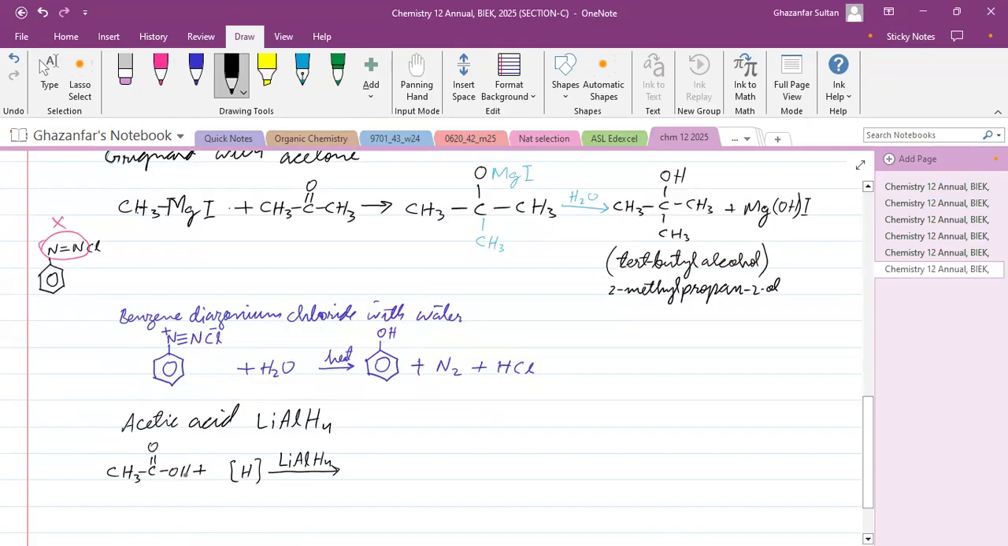So now see what happens. This is the reduction reaction. Only this carbonyl carbon is reduced. What happened? It becomes CH2 and this OH remains there. So ethanol is formed.